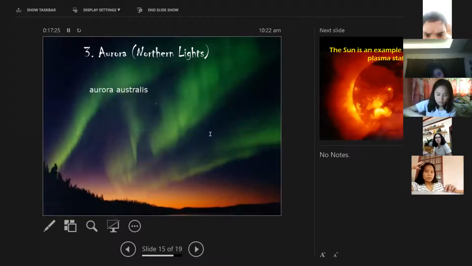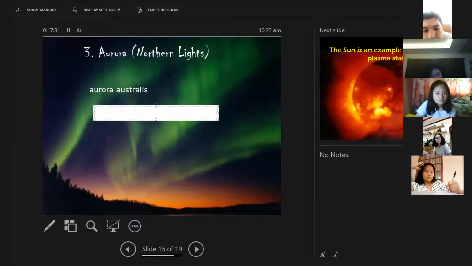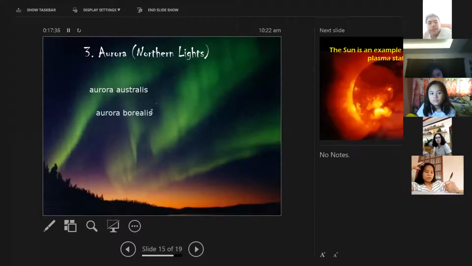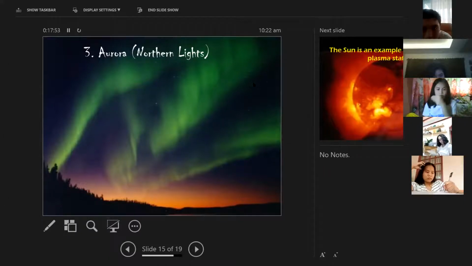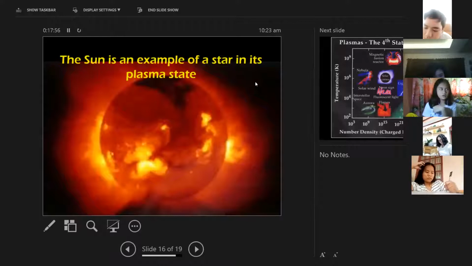That is the southern lights, aurora australis. The northern lights is the aurora borealis. Northern lights, borealis; southern lights, australis. The clue there is Australia is located in the southern part, the southern continent, Australia. And also you can see plasma in the sun. That's what I just mentioned.